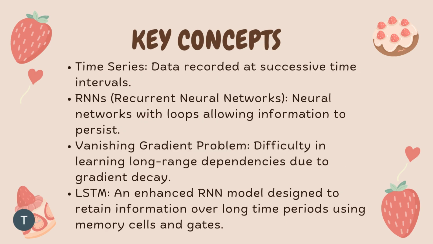And now we are seeing the key concepts of the paper, where it is divided into time series, RNNs, the vanishing gradient problem, and LSTM. Time series is data recorded at successive time intervals, where RNNs are neural networks with loops allowing information to persist. The vanishing gradient problem is the difficulty in learning long-range dependencies due to gradient decay. And the LSTM is an enhanced RNN model designed to retain information over long time periods using memory cells and gates.